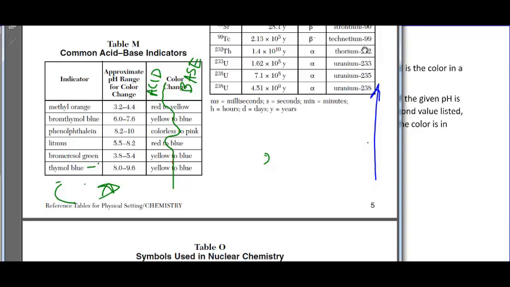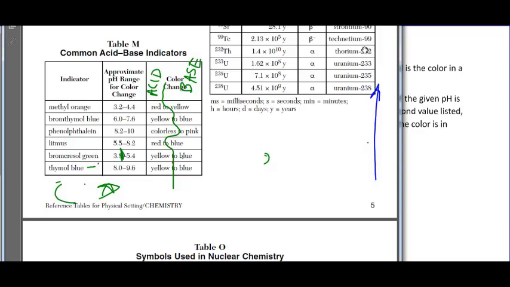However, if they gave you a specific pH, you have to look at this column. Okay? So if they said the pH is 5, what color is bromcresol green? You would go to bromcresol green and find where 5 falls in this range of values. Since 5 is in between 3.8 and 5.4, your indicator will be in between these two colors. What's in between yellow and blue? Green. If you were at a pH 3.8 or below, you'd be yellow. If you were at a pH 5.4 or above, you'd be blue.